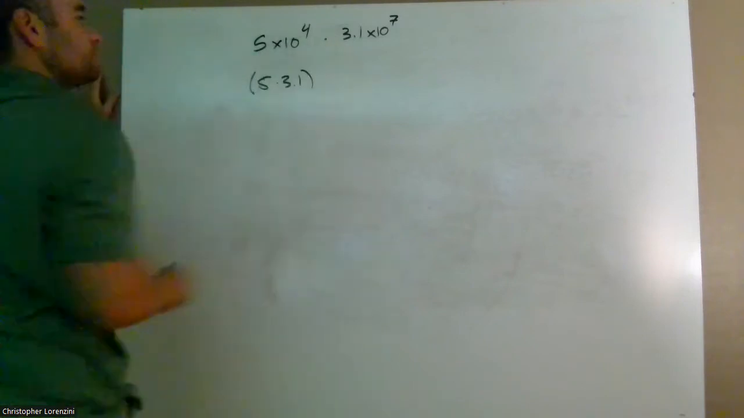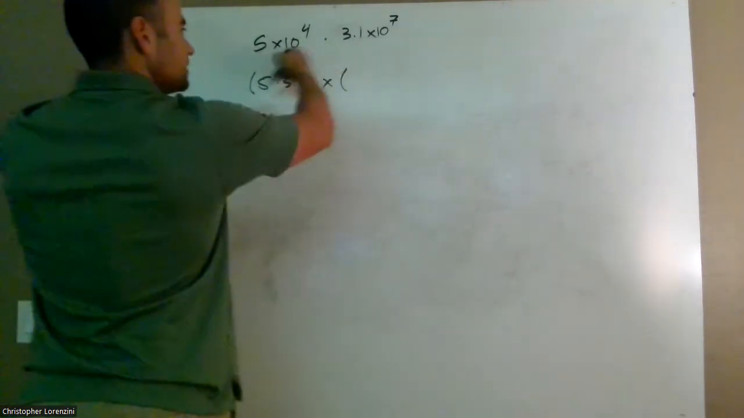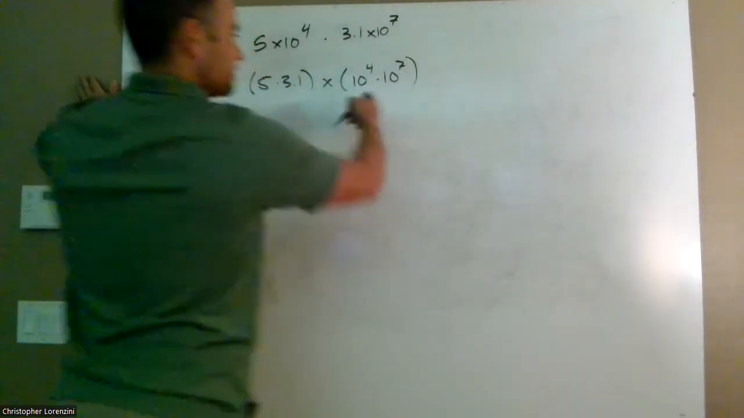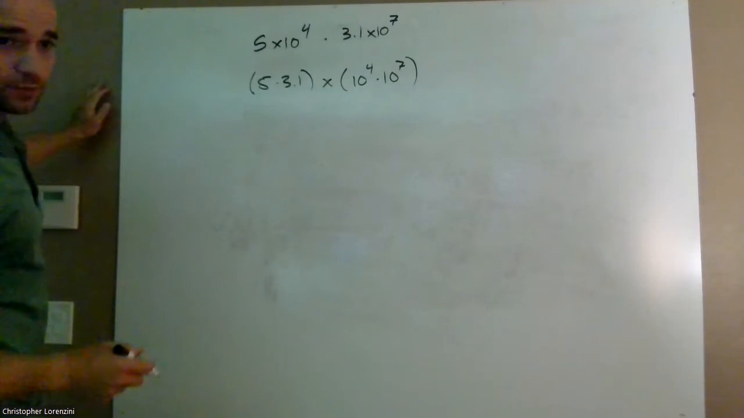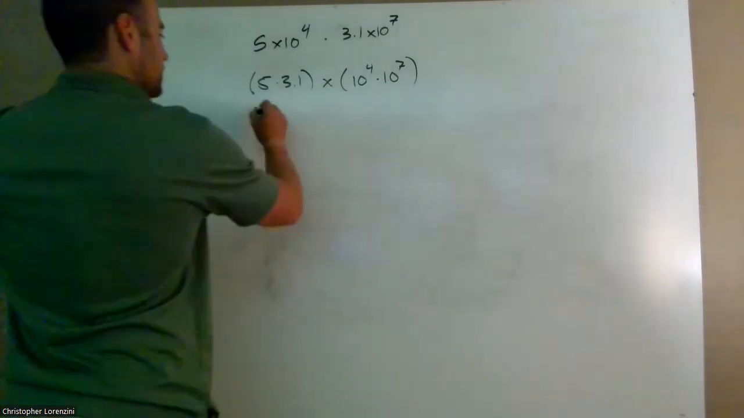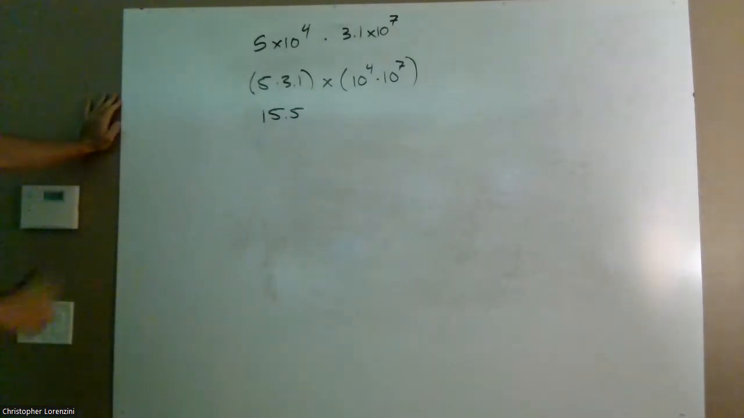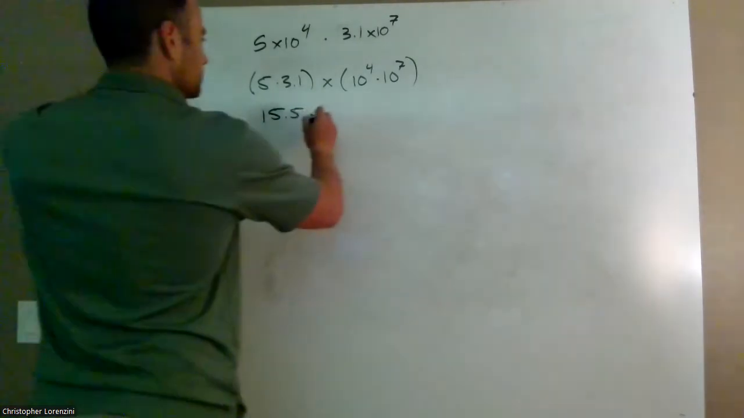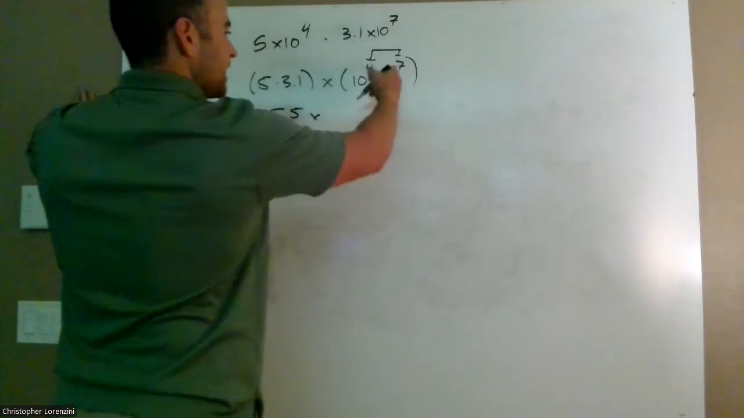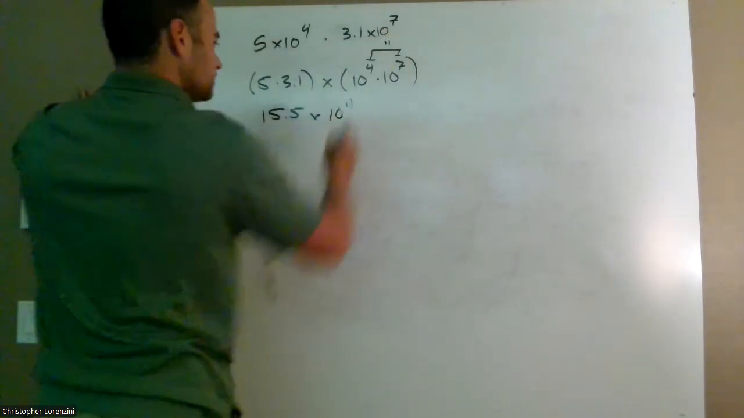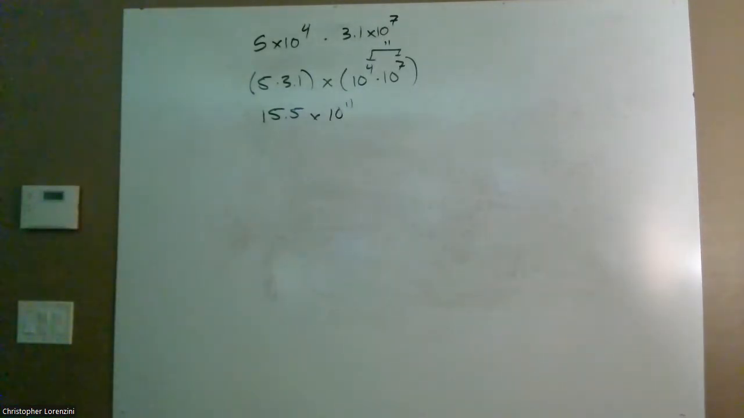Take 5 times 3.1, put that out front. Take my tens, put them over here, and then see what happens. When I multiply these numbers here, 5 times 3.1 is 15.5. My exponents here add together. So it's 4 plus 7 is 11, times 10 to the 11th.